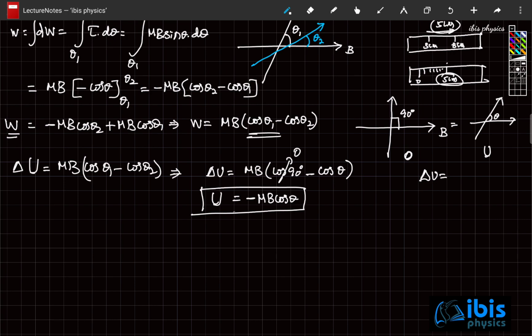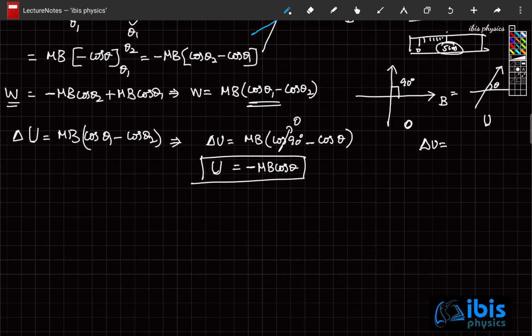Sometimes they'll ask the amount of work done. So if you take this as a reference, it will be very easy for us to solve the problems. How is that? Let's consider 3 positions of a dipole. This is the direction of the magnetic field, but the dipole is aligning itself in this direction. This is the direction of the dipole. The angle between the magnetic field and the dipole is 180.